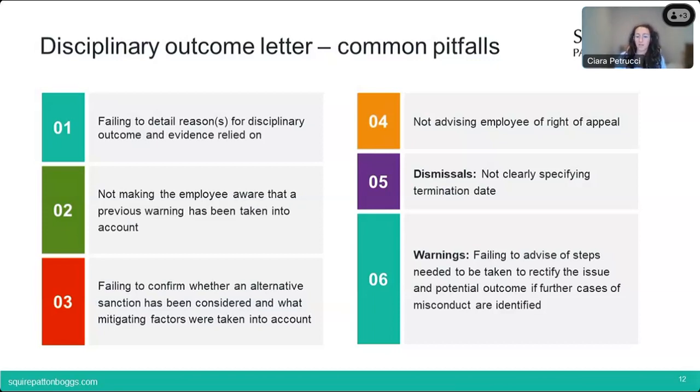For not advising of a right of appeal, I think that's slightly less common. Hopefully that's in all of your templates. Not clearly specifying the termination date.